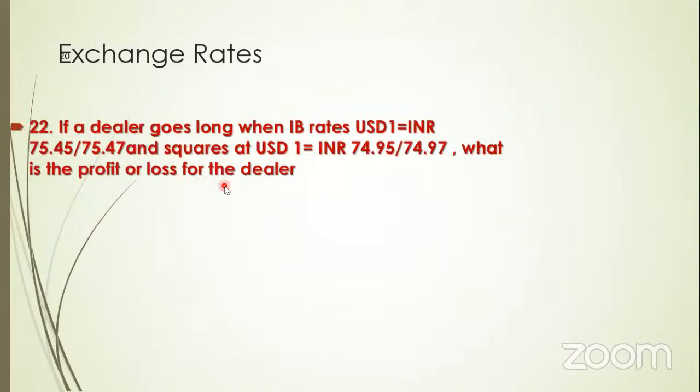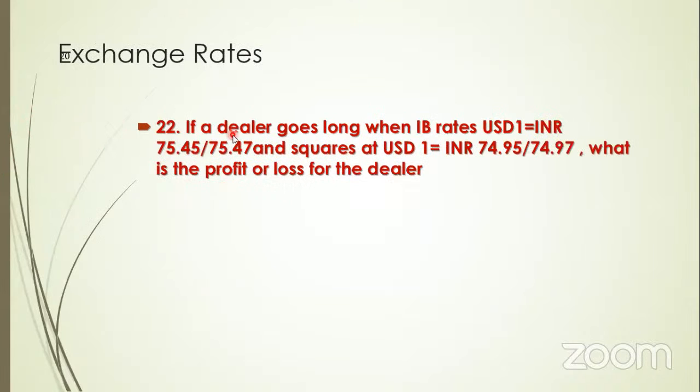Now the next question. These are the questions they are asking, boss. Believe it or not, this was a question asked last year. You see the question? Another few minutes. If a dealer goes long, now you have to understand the meaning of long. This is a last year question, when the IB rates were $1 equal to 70. How do we come to know the last year question? Because we interact with the people who appear for CAIIB.